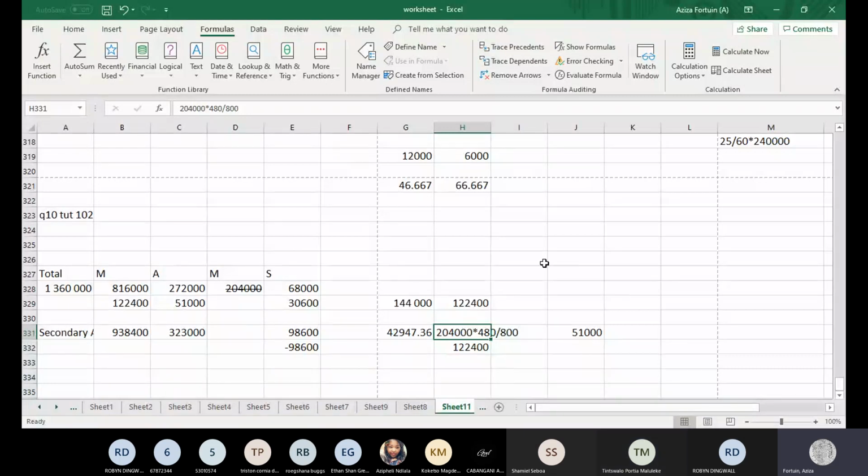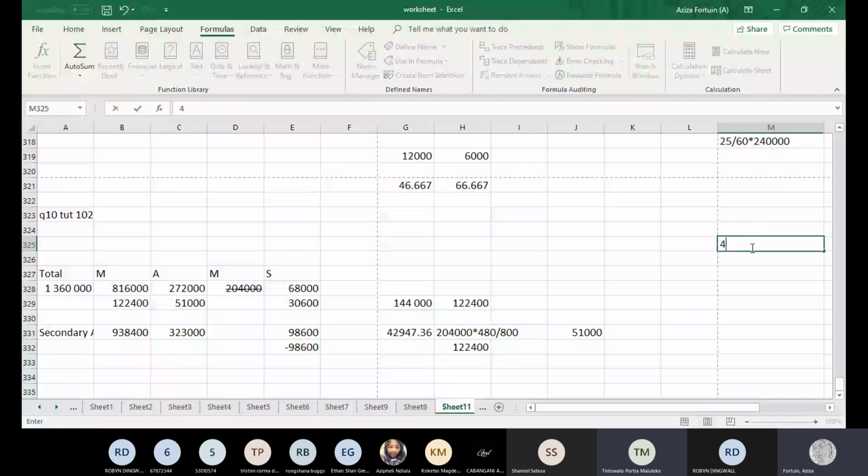So you're going to say like I did it here: 480 divided by 800 times 204,000. Work like this systematically. 200 divided by 800 times 204,000, right? 70 divided by 800 times 204,000. 120 divided by 800 times 204,000. So that's how we got these amounts here.